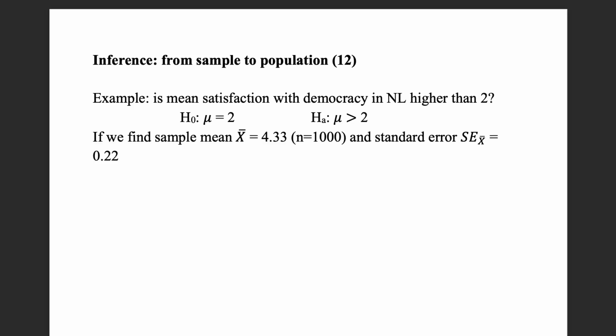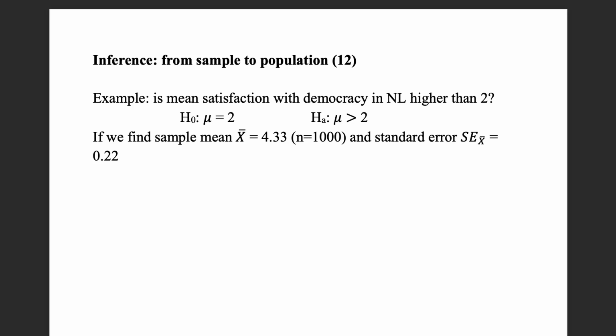So hypothetically, these are values that I could find. Again, I completely made them up. They do not in any way reflect real numbers in the Netherlands. But let's say we find the sample mean of 4.33. So okay, great. At least the sample mean is higher than the population mean. So at least that's in line with the alternative hypothesis that it is in fact higher.